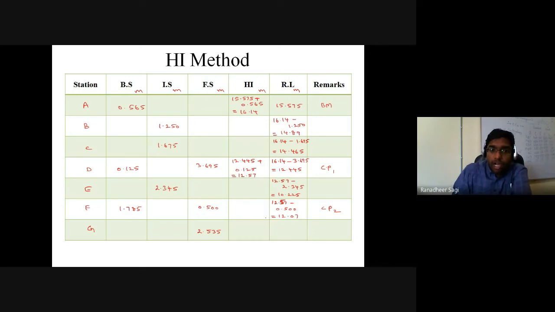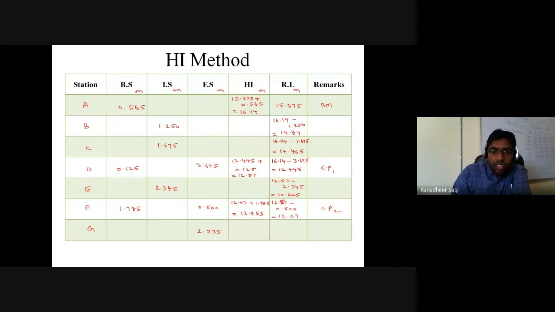Next, at point F, there is a shift in instrument station. So I have to calculate once again the height of the instrument with regard to the third position where it is set up now. The height of the instrument is nothing but the RL of point F, which is 12.07, plus the backside reading on point F, 1.785. Once I know the height of the instrument for the third time when it is set up, I'll go on to calculate the RL value at point G.